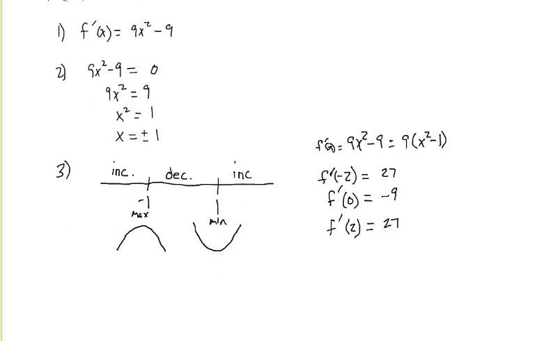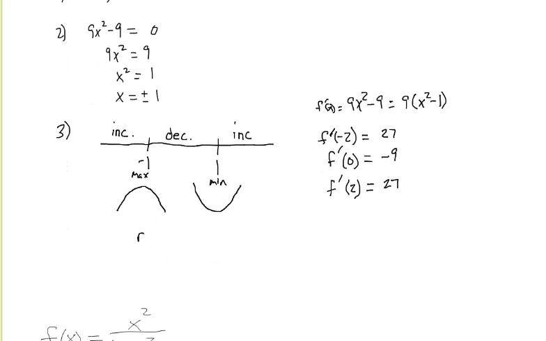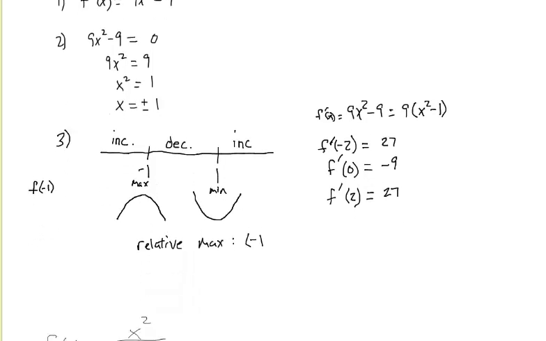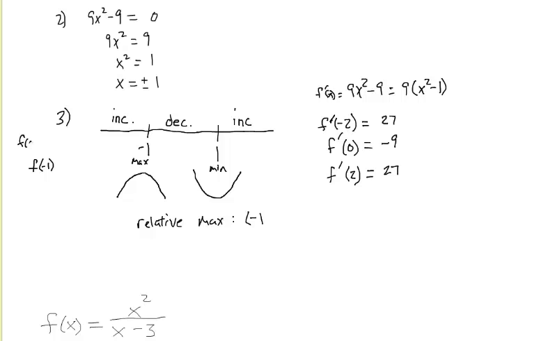And now let's tie all the information together. So we have a relative maximum at -1, and then we need to find the other point. So we want to find f of -1. And our function we started with was 3x cubed minus 9x. So we have f of x is equal to 3x cubed minus 9x. So if we put -1 into this, negative 1 cubed is negative 1, so we have negative 3 plus 9 is 6. So we have a relative max at negative 1 and 6.